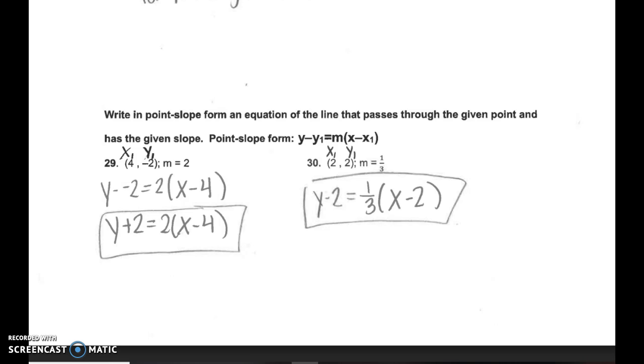Same thing over here. Plug your values in, and in number 30 you don't have any cleaning up to do, so it's just y minus 2 equals 1/3 (x minus 2).